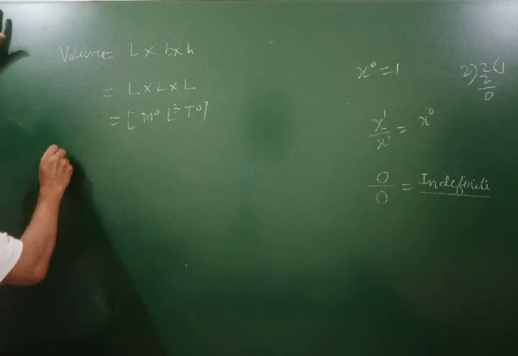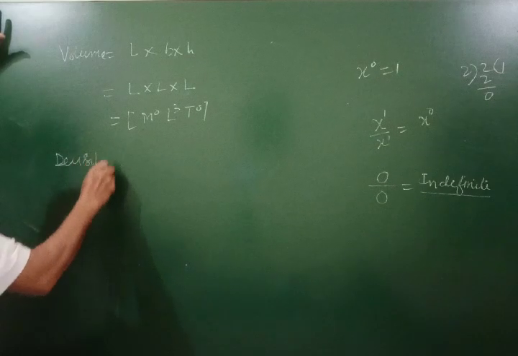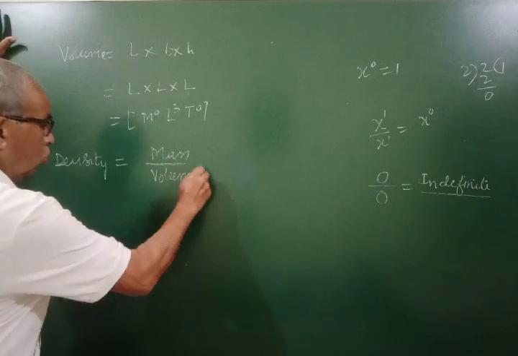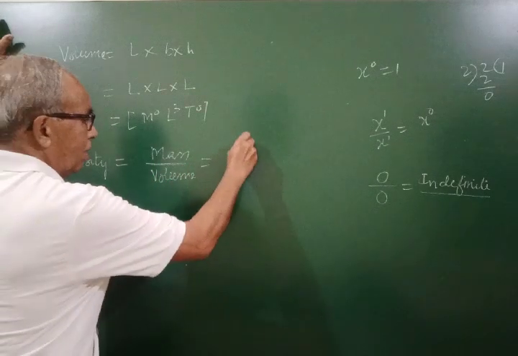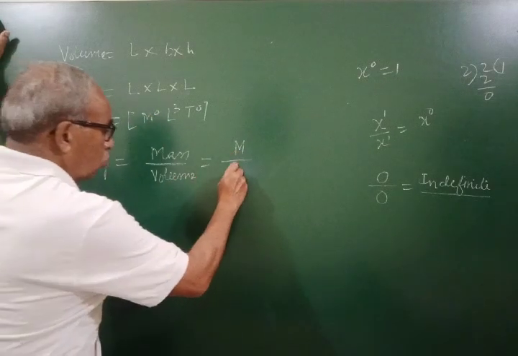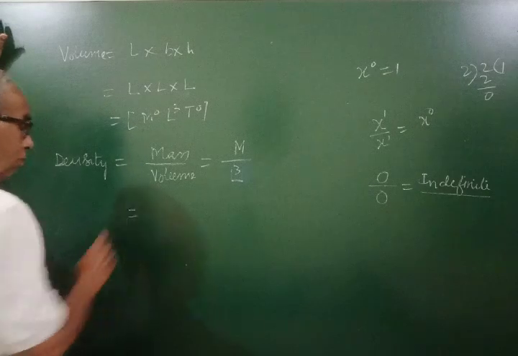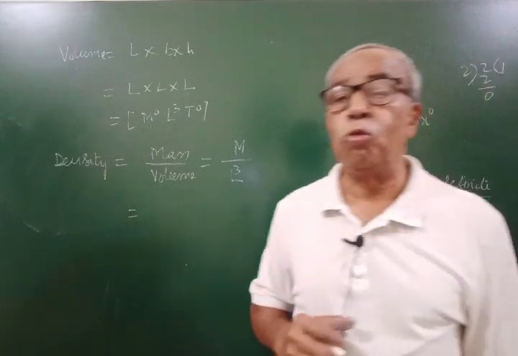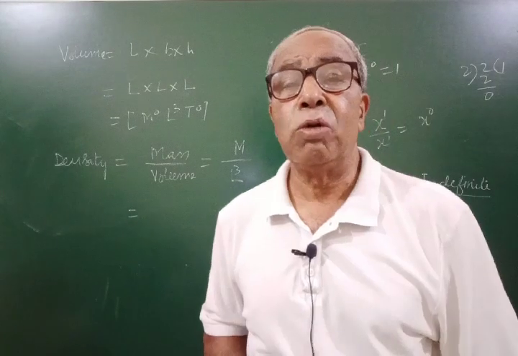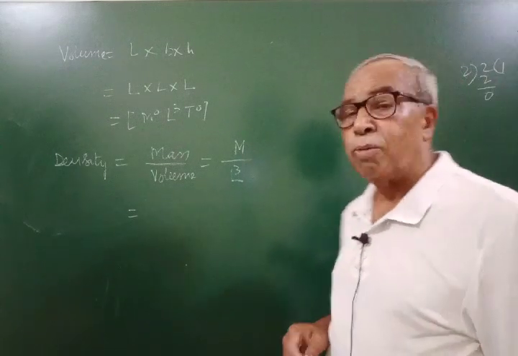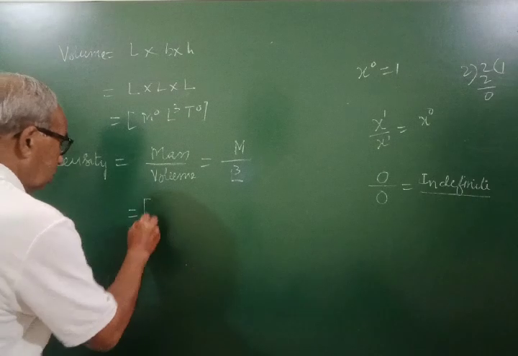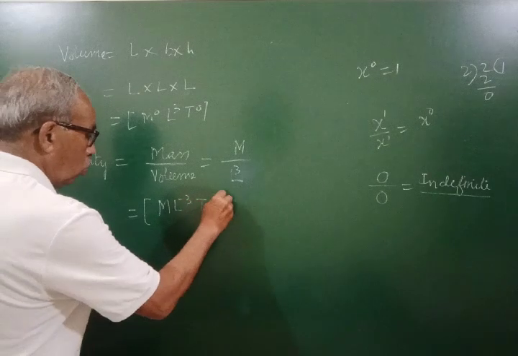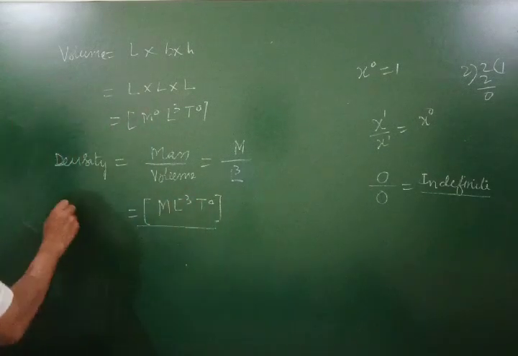Now, density is equal to mass upon volume. So mass is fundamentally M, and here we have L cube. If you are asked to write the dimensions of volume, then you can say the dimensions of volume are 0 in mass, 3 in length, 0 in time. But when you are asked to write the dimensional formula, then you have to put it in square brackets: it is [M L^-3 T^0]. This is the dimensional formula for density.